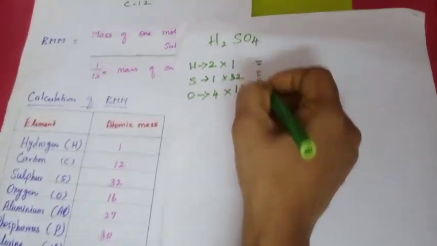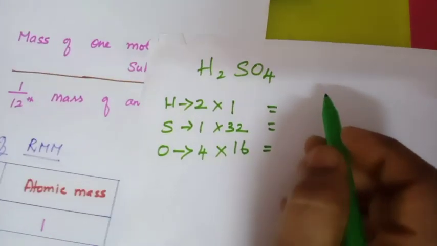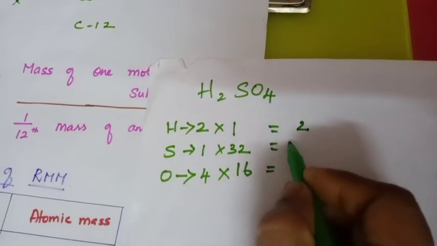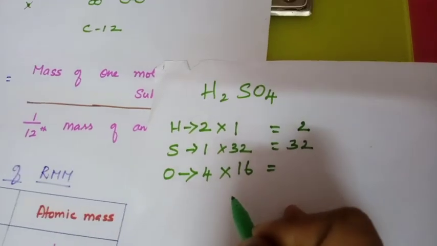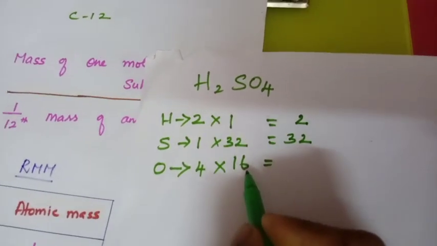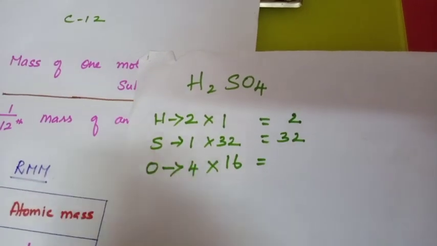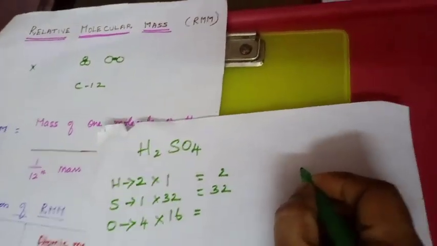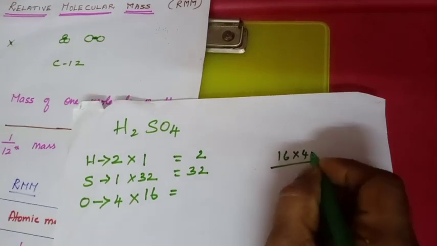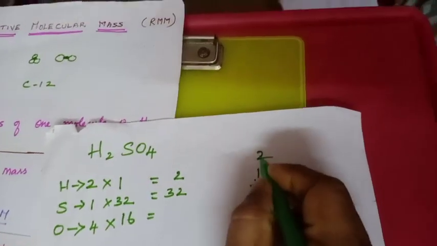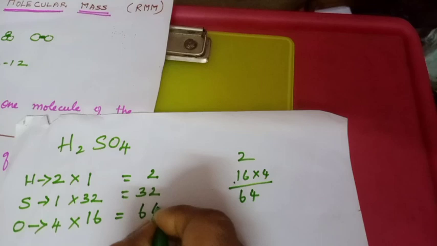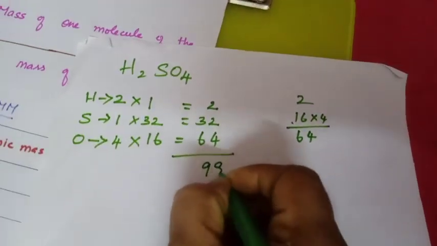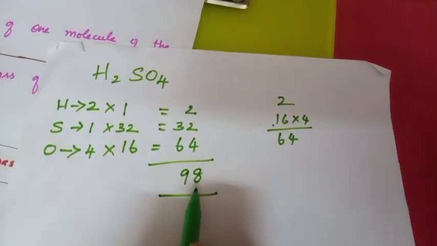So now you calculate the molecular mass for the sulfuric acid. So 2 into 1, 2. And then 1 into 32, 32. 4 into 16, 4 16s are 64. So now you add together. So totally you will have the molecular mass of sulfuric acid as 98.